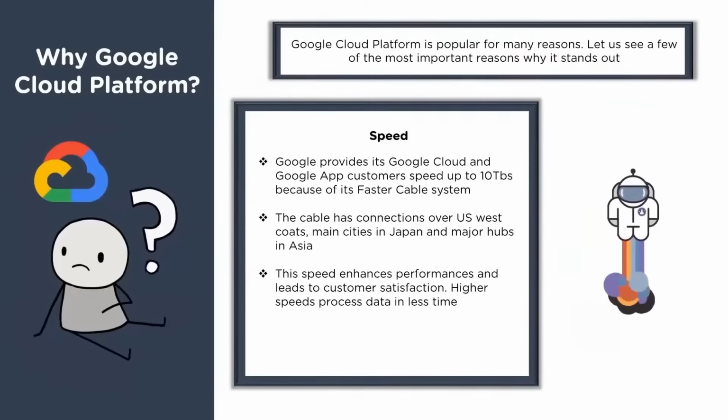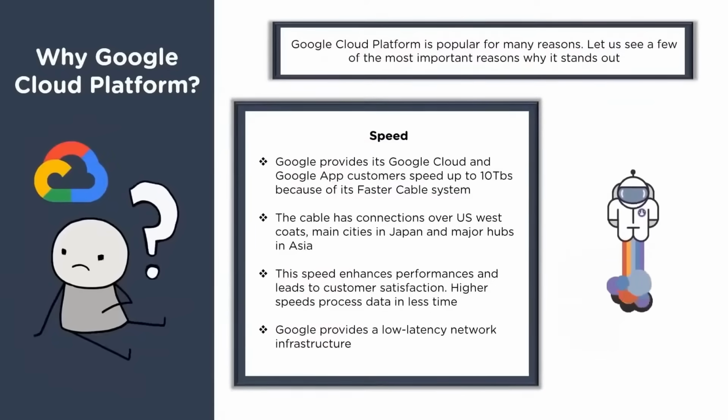Now, when we talk about customers, every customer would prefer to have low latency, high throughput based services. They would want to use higher speeds to process their data in as little time as possible. Google provides a low latency network infrastructure. In fact, you can say that when you are using Google Cloud services, you are using services from the same infrastructure which Google uses for its popular services such as Google Search or even YouTube, which is the second largest repository which can be accessed for videos.